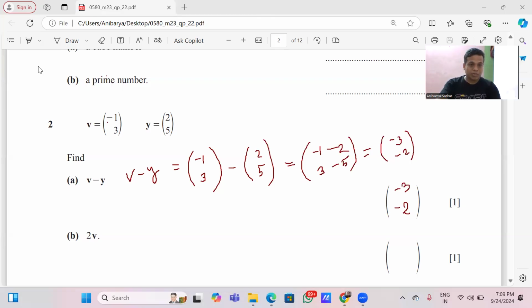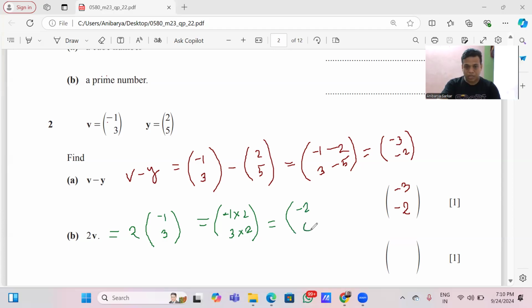Now the next problem is a vectors problem. How do we solve this question? I'm writing here 2, and the value of (-1, 3). What is the meaning of it? It means 2 multiplies with each of the elements. So minus 1 is multiplied with 2, and 3 is also multiplied with 2. Minus 1 multiplied with 2 is minus 2, and 3 multiplied with 2 is 6. It is a very simple sum.